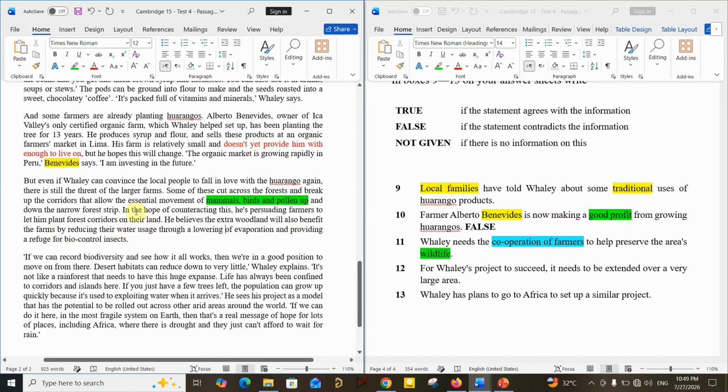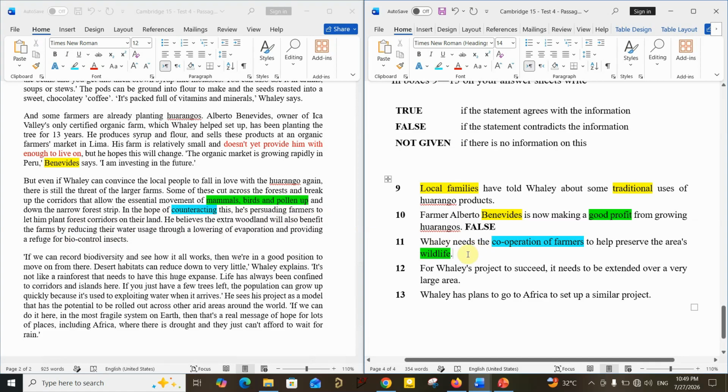So, in the hope of counteracting this means getting help from the people. He's persuading farmers to let him plant. So Valley needs the cooperation of farmers. I think the answer is true for this one. Okay, now next question. For Valley's project to succeed, it needs to be extended over a very large area. Does it require a very large area or no? It does not require a very large area.